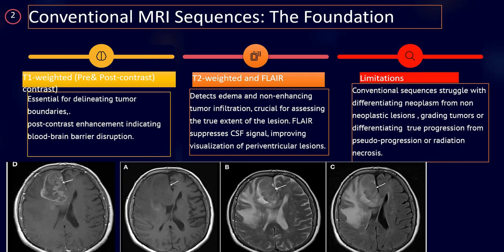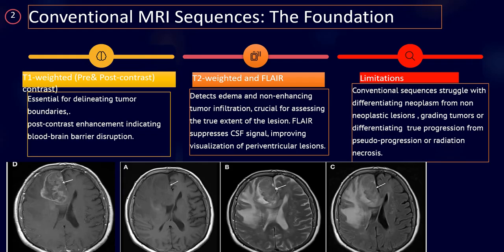Starting with the conventional sequences, T1 weighted image pre and post contrast is essential for delineating the tumor boundaries. Post contrast enhancement indicates that the blood-brain barrier was disrupted. T2 and FLAIR imaging can detect edema and also non-enhanced tumor infiltration, especially in low-grade glioma. So it's crucial for assessing the true extension of the lesion.